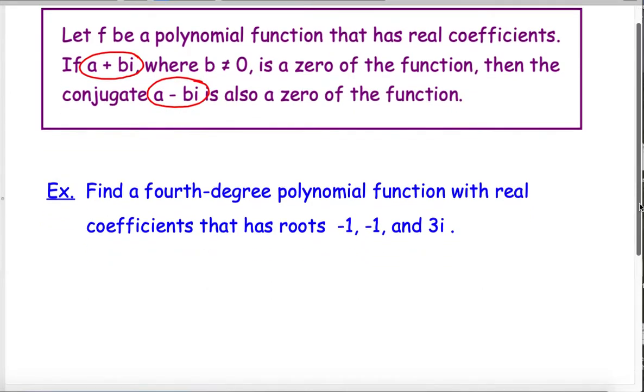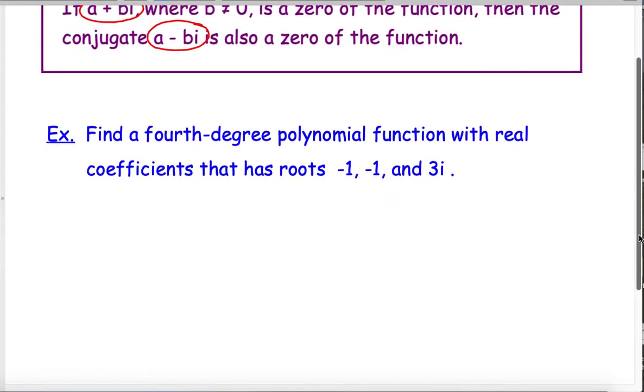Okay, so let's look. Find a 4th degree polynomial. So we need an x to the 4th polynomial with real coefficients that has roots -1, -1, and 3i. Well, from this theorem we know if 3i is a root, then so is -3i. So remember, it's 0 plus 3i is one of the roots, so the conjugate is 0 minus 3i. All right, so if we know all 4 of the roots, then we can write our polynomial.